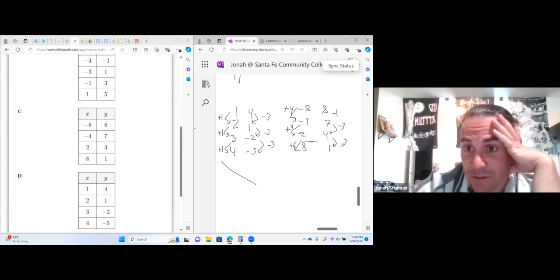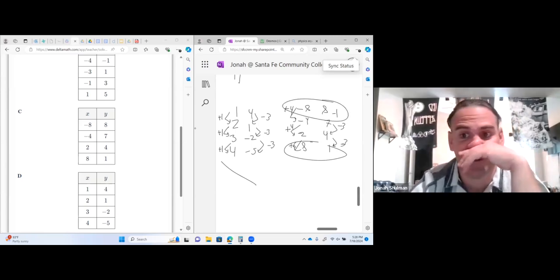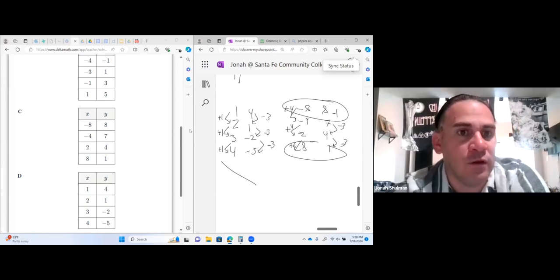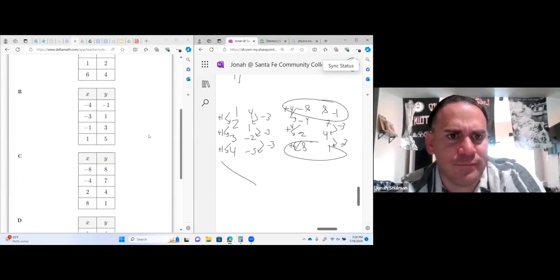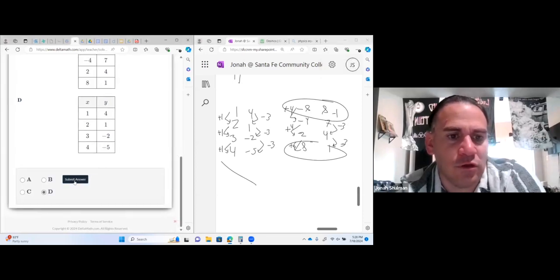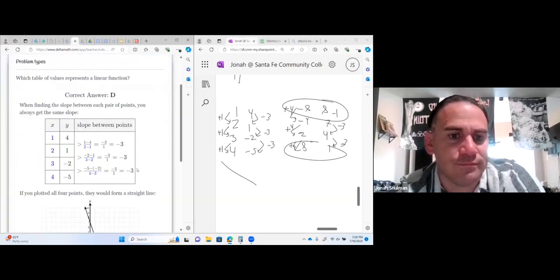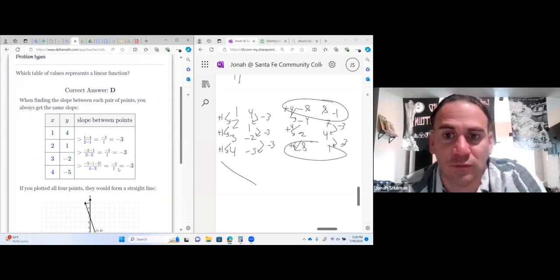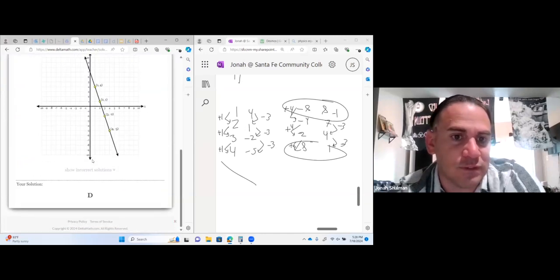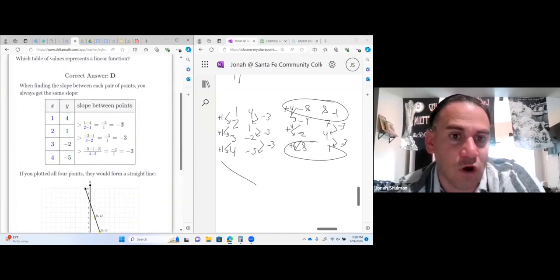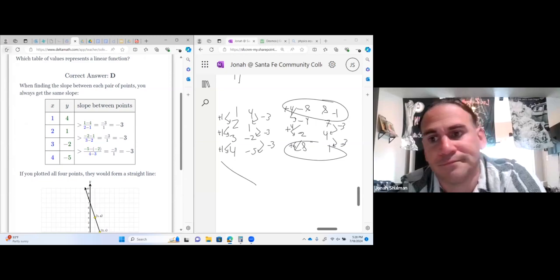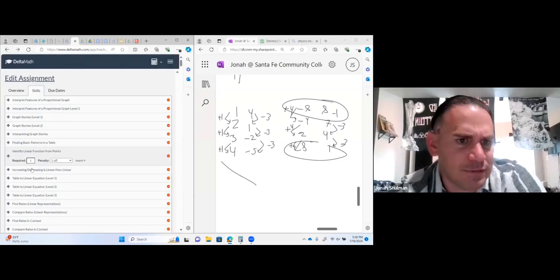So this point and this point would work, but not all of them. I'll show you one more. Well, it's D, but let's just see another one. Oh, they found the slopes. Every slope's the same. It's a straight line, so you can find all the slopes too. That's a good way to do it. All right, let's keep it.